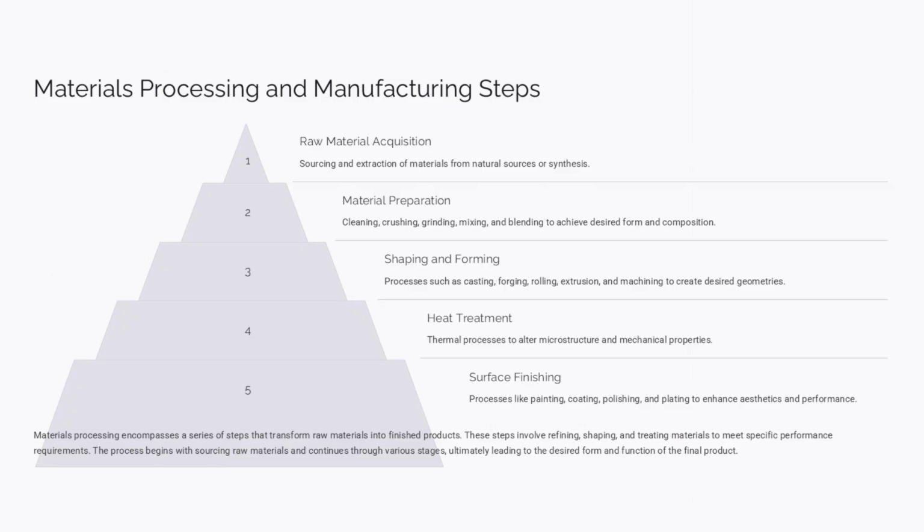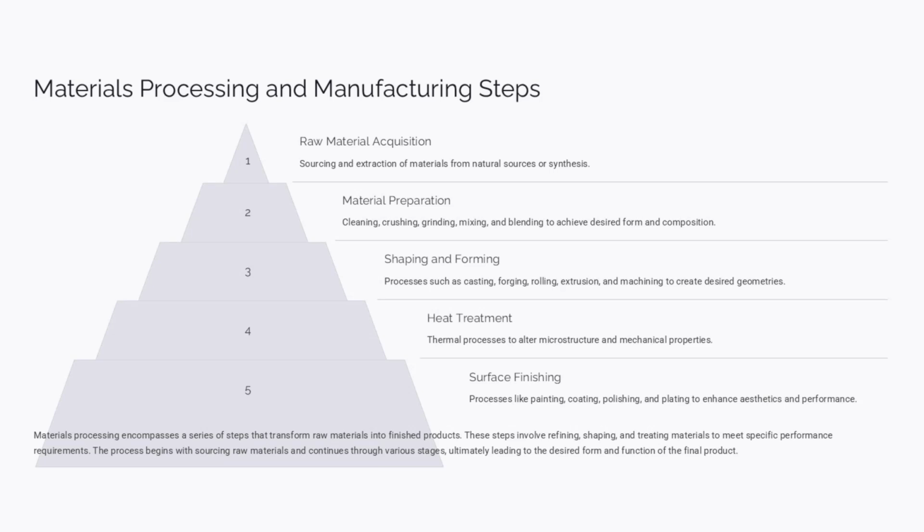Materials processing is the series of steps that transform raw materials into finished products. It starts with acquiring the raw materials, whether extracted from natural sources or synthetically produced. The materials then go through preparation steps like cleaning, crushing, grinding, mixing, and blending to get them into the desired form and composition.